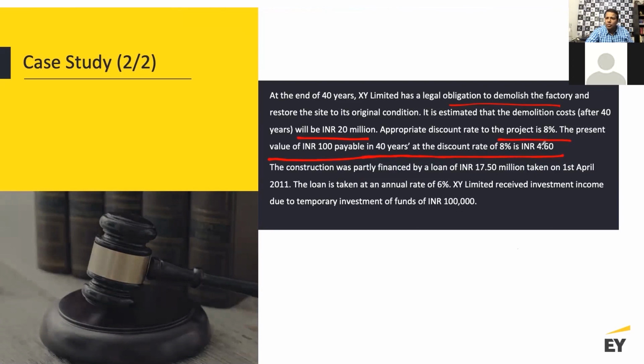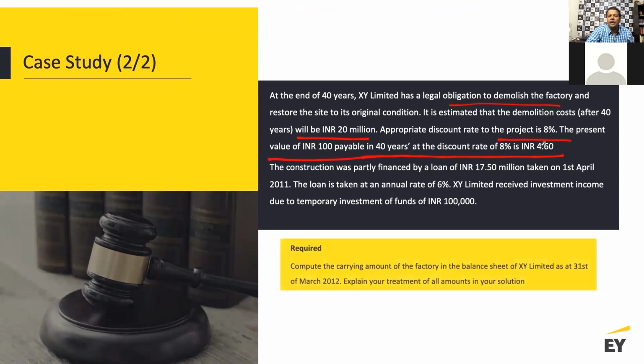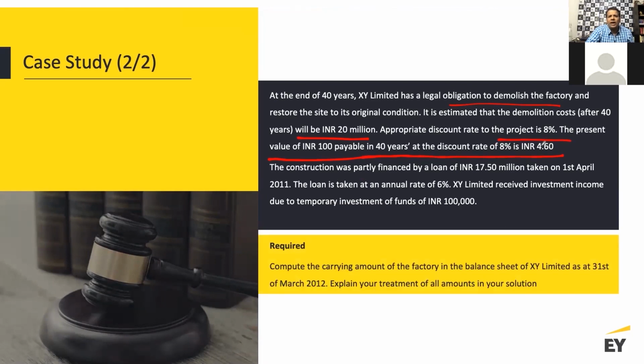The construction was partly financed by a loan of INR 17.5 million taken on 1st of April 2011. The loan is taken at an annual rate of 6%. XY Limited received investment income of INR 100,000 due to temporary investment of funds.